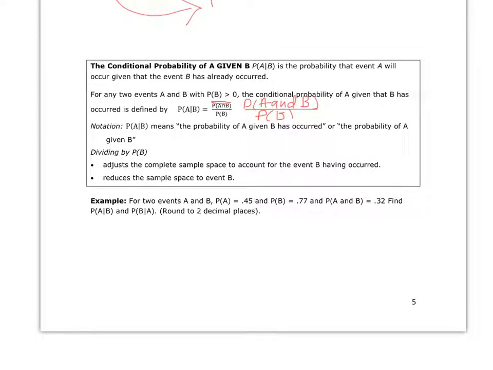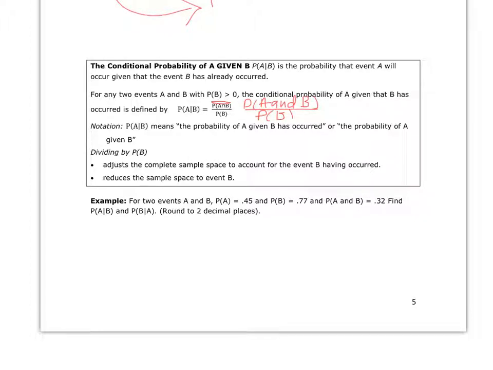Okay, so if we have 2 events, A and B, we're assuming the probability of B is greater than 0, then we're going to define the conditional probability of A given B by not taking number of outcomes in the numerator and denominator, but we're looking at the probabilities of the events occurring. Okay, so same as we were looking at before, by dividing by the probability of the given event, we're shrinking down the sample space to reflect that that event has already occurred.